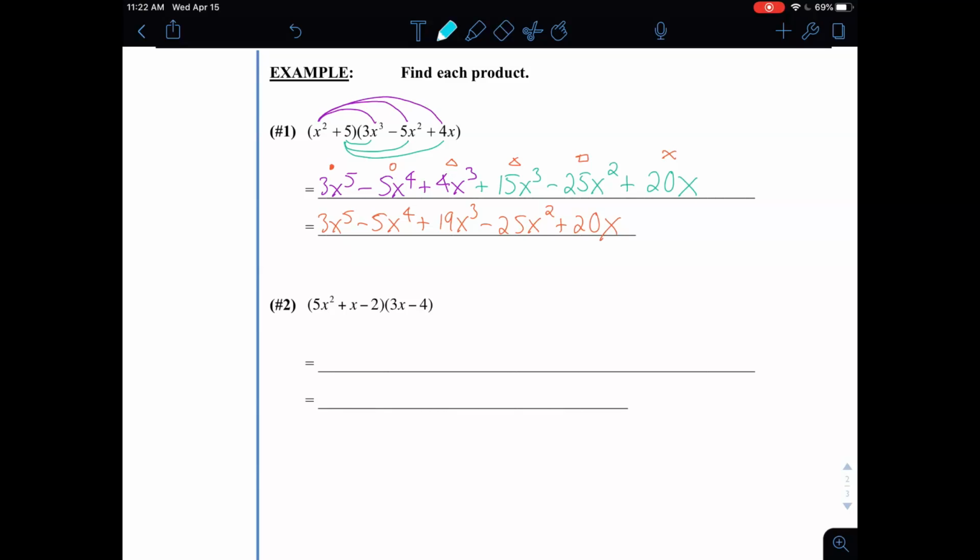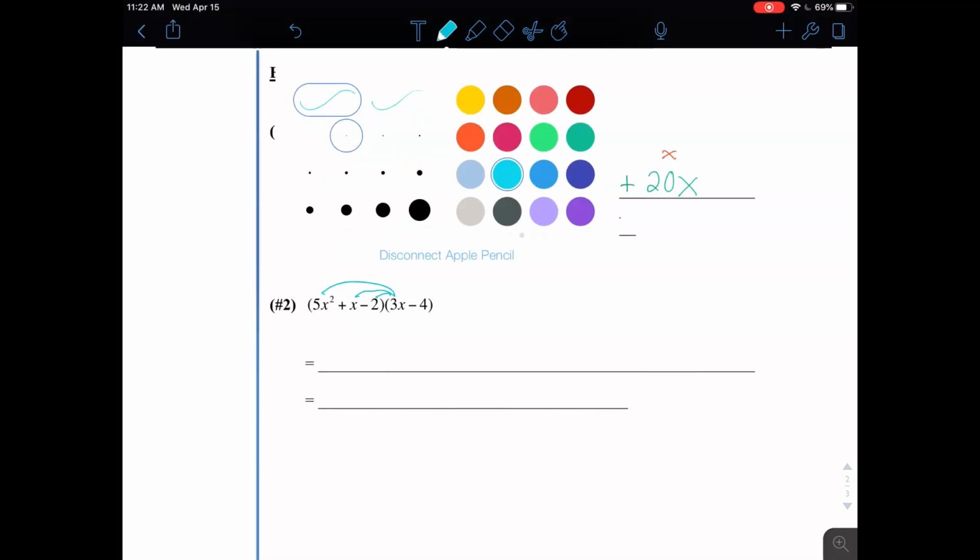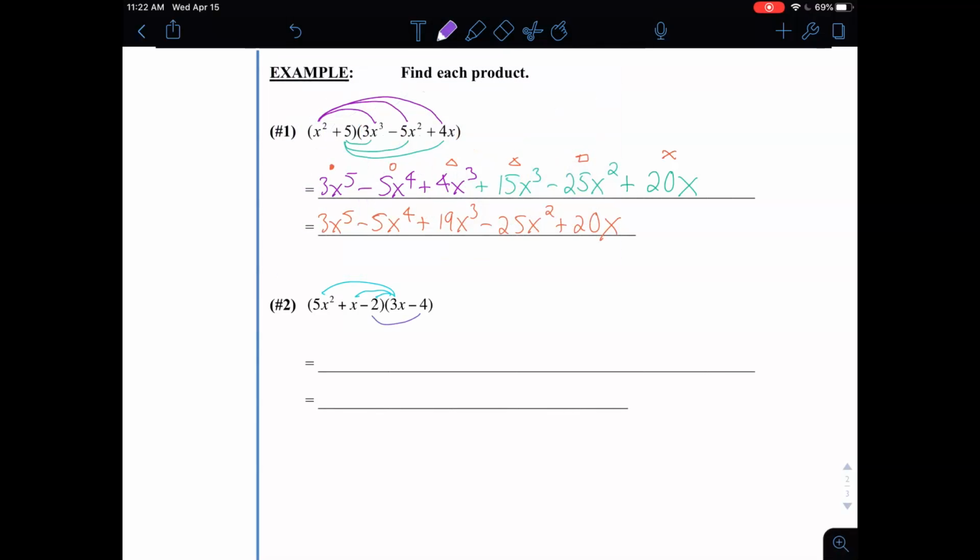What I would encourage you to do is go from the smaller one to the bigger one. I would go like this: do 3x times this, times that, times that. And then I would also go negative 4 times this, times this, times this. Okay, why don't you pause this video and give it a try.